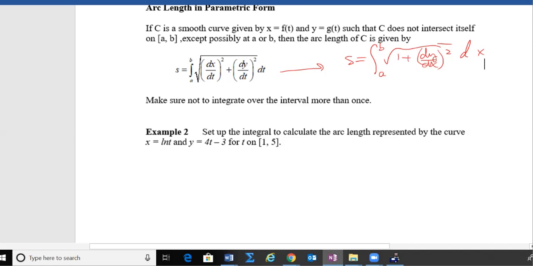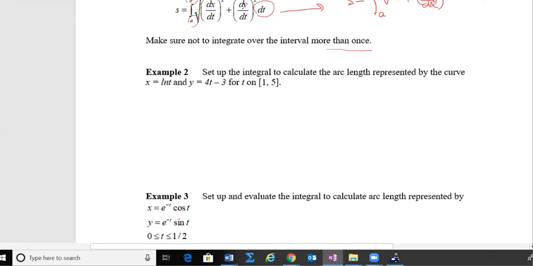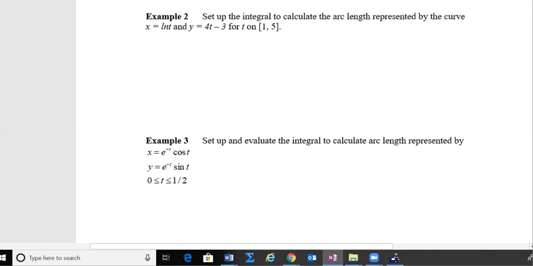Notice it says make sure not to integrate over the interval more than once. So we'll have to keep track of these points A and B, which correspond to t values, and make sure we don't skip over that. Okay, let's go ahead to an example here.